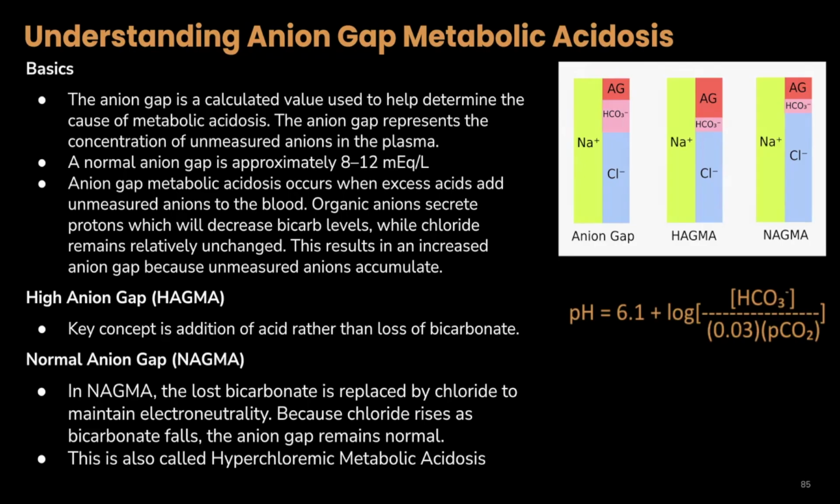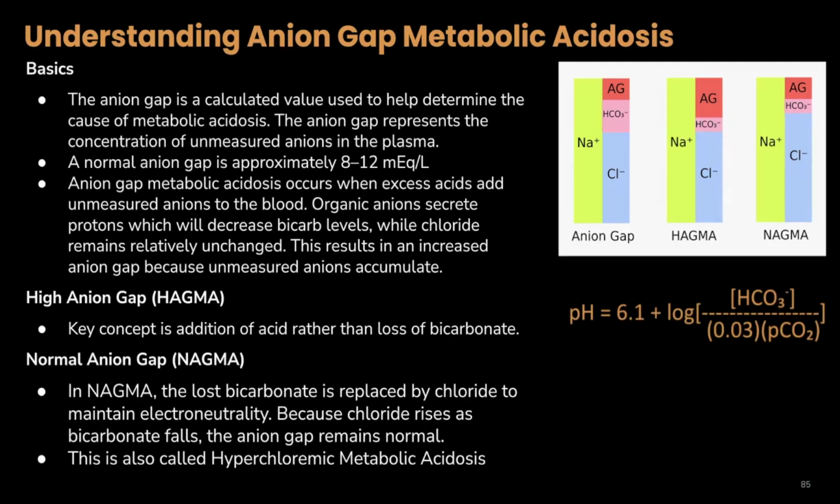Okay, so when I have a patient that has metabolic acidosis, I need to calculate the anion gap because it can give us insight into what some of the possible pathologies are. If I have a high anion gap, that means those organic anions are secreting protons and taking up some of that bicarb. So that can give me some clinical insight in terms of what I'm actually dealing with, what's causing this metabolic acidosis. The key concept here is that for a patient in high anion gap metabolic acidosis, we have an addition of an acid rather than loss of bicarb. Whereas in a patient that has normal anion gap metabolic acidosis, the issue is loss of bicarb, right?